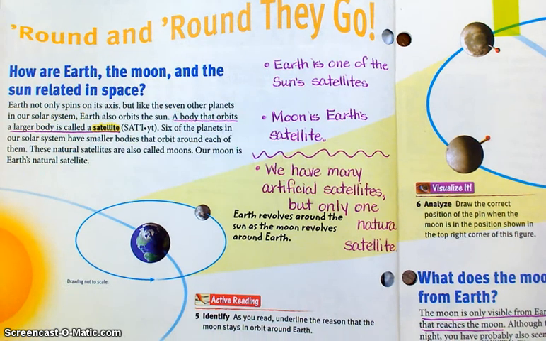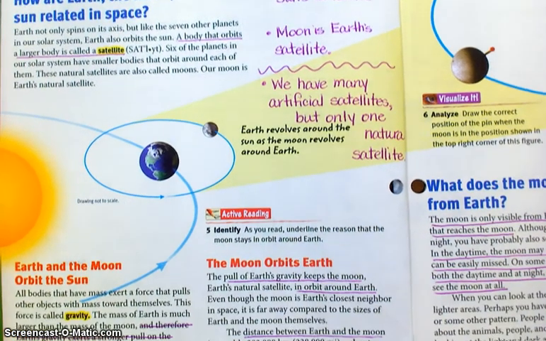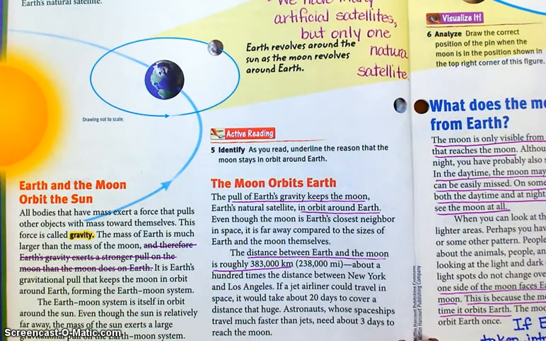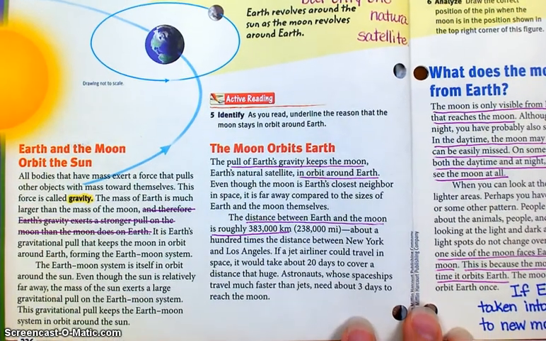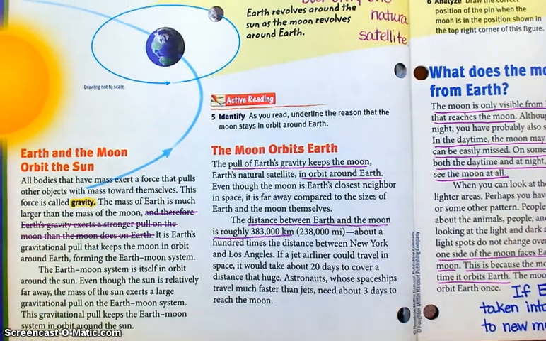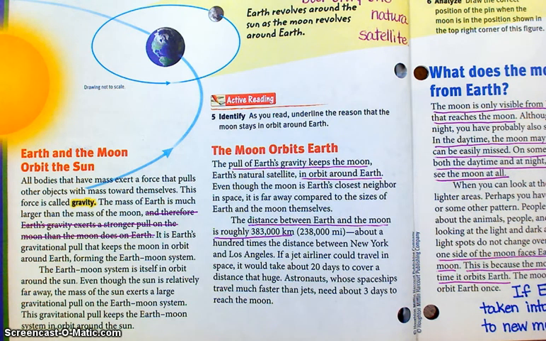All right, let's look down at the bottom of page 236. What keeps the moon in orbit around the Earth? What keeps the Earth in orbit around the sun? It is a force called gravity. The amount of gravitational force is determined basically by the mass of the objects involved and how much distance there is between them.